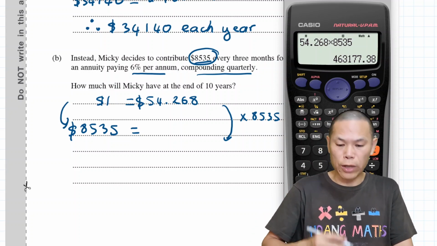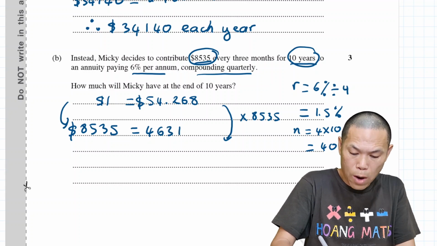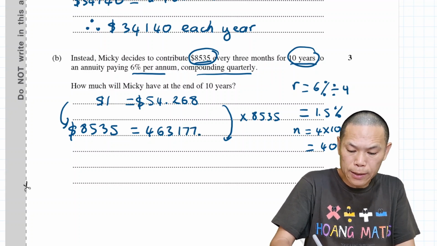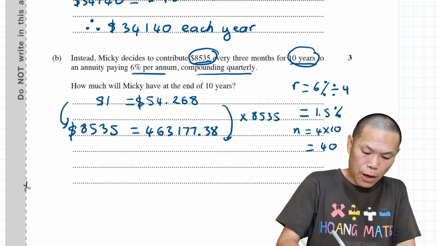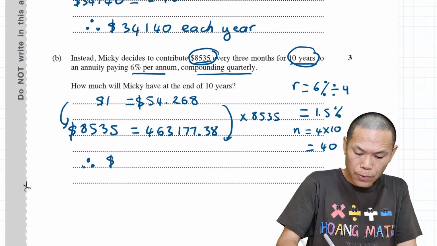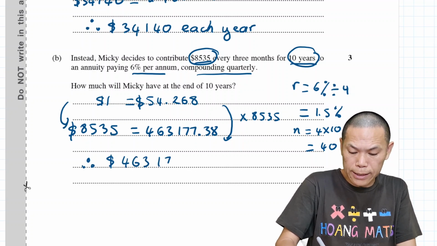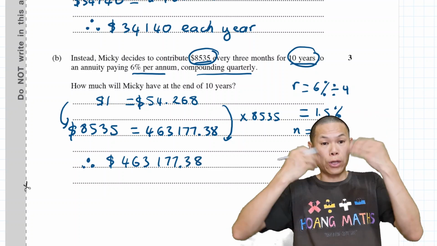$463,177.38. So let me just write this down. 463,177.38. So therefore, at the end of 10 years, Mickey will have $463,177.38. So there you go.